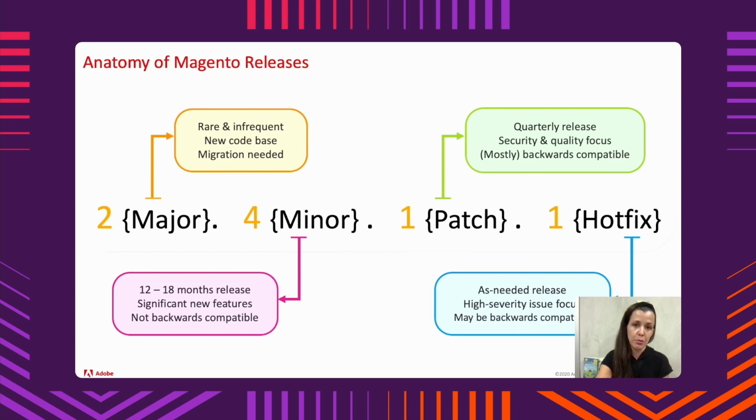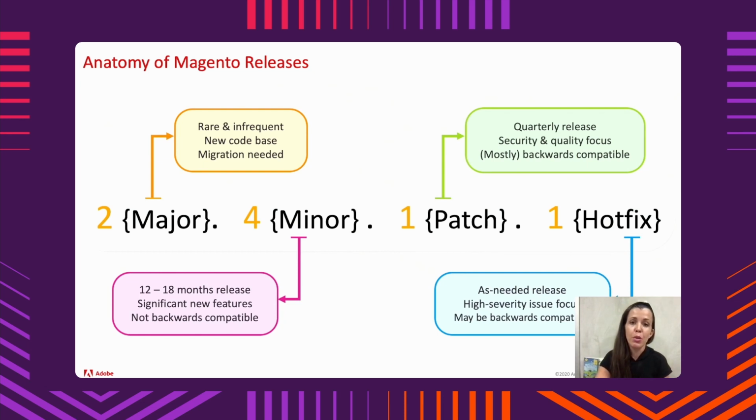It's very important that we all understand what each of these releases is and when we release them. A major release is very infrequent and it's completely new, with a lot of backward incompatible changes that we release. It's what we did from M1 to M2. Then we have minor releases. Minor releases are released every 12 to 18 months. We are focused on significant new features and it's normally not backward compatible.